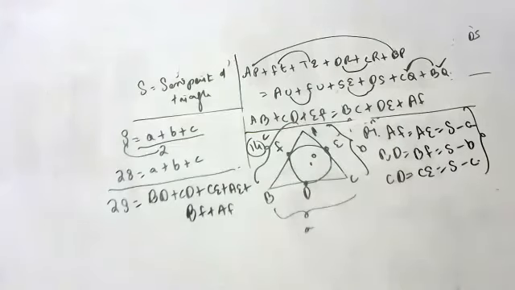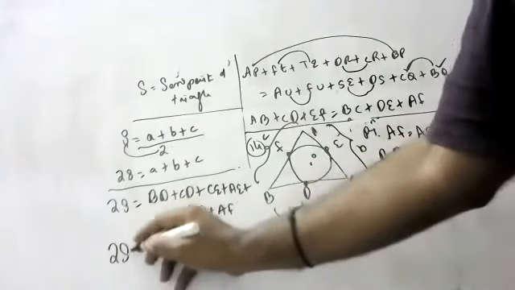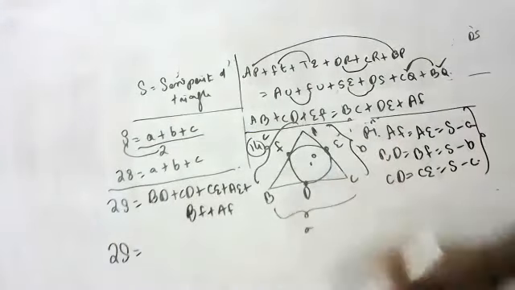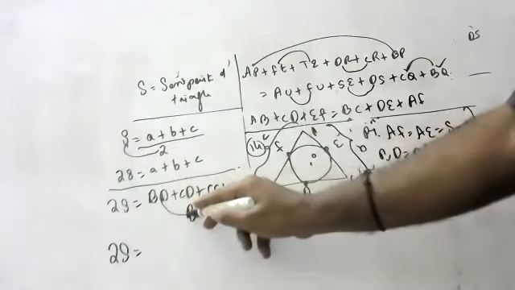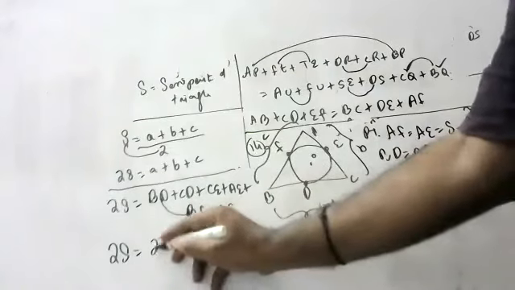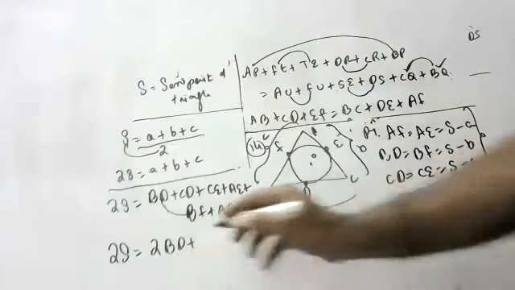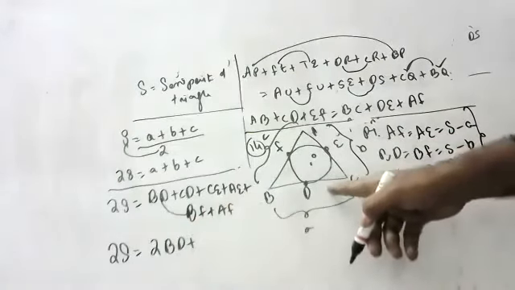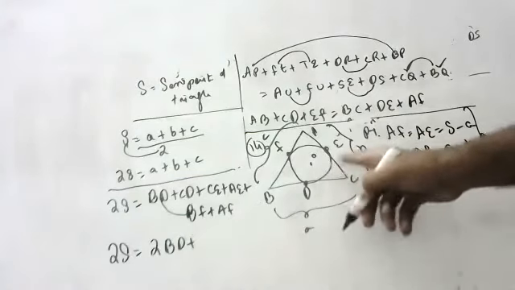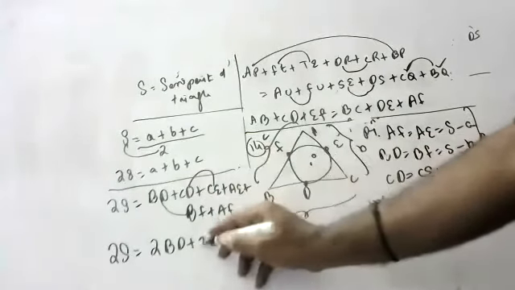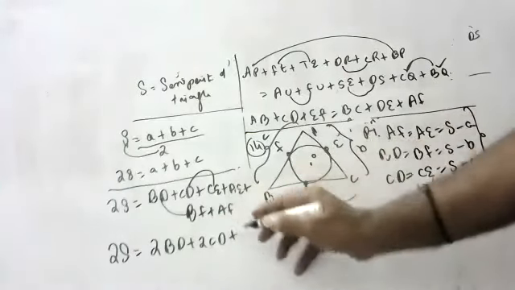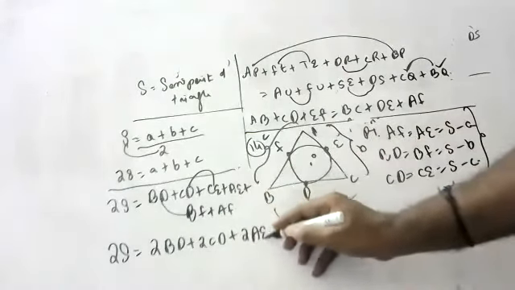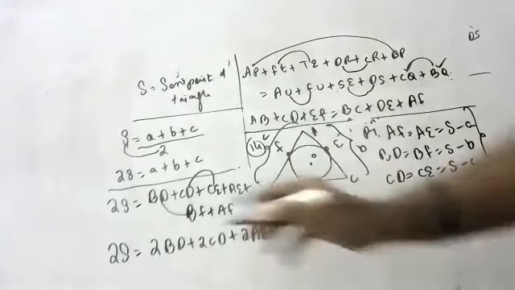Now, 2S is equal to... which are equal? BD and BF are equal. Can I write 2 BD? Yes, sir. And CD and CE are equal. Can I write 2 CD? And AE and AF are equal. Can I write 2 AE? Yes, sir.